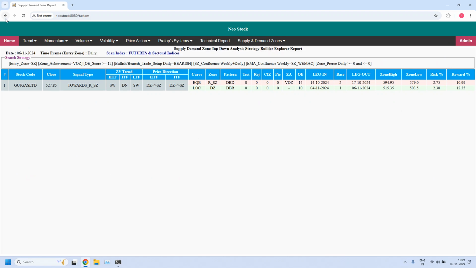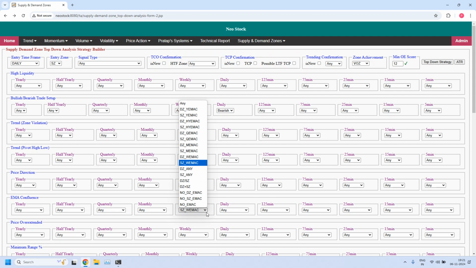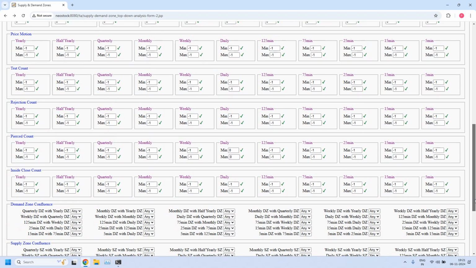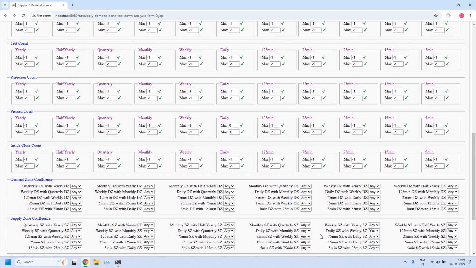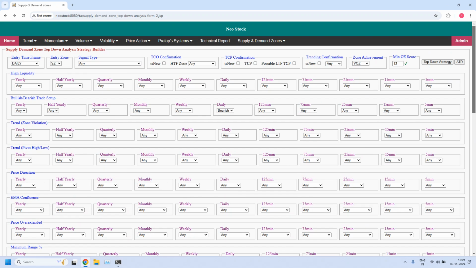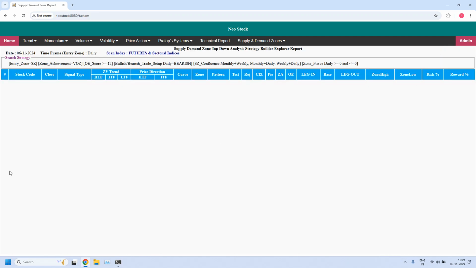Okay, next let us look for LTF, ITF, HTF confluence. I am removing the EMA filter. Now in the supply zone confluence, we need to set additional filters: daily supply zone with monthly supply zone confluence, weekly supply zone with monthly supply zone confluence. With all the 3 filters, we did not get any stocks. That means in the bearish trade setup, we don't have any LTF, ITF, HTF confluence supported stocks.